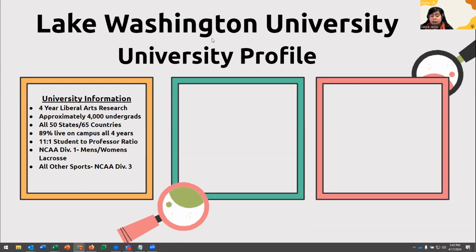We are a smaller campus, so we are going to have a smaller student to professor ratio. We're 11 to 1 in that. And we are a Division I lacrosse school, for men's and women's divisions. And in all other sports, we're a Division III school. So we know that's our basic information on Lake Washington.